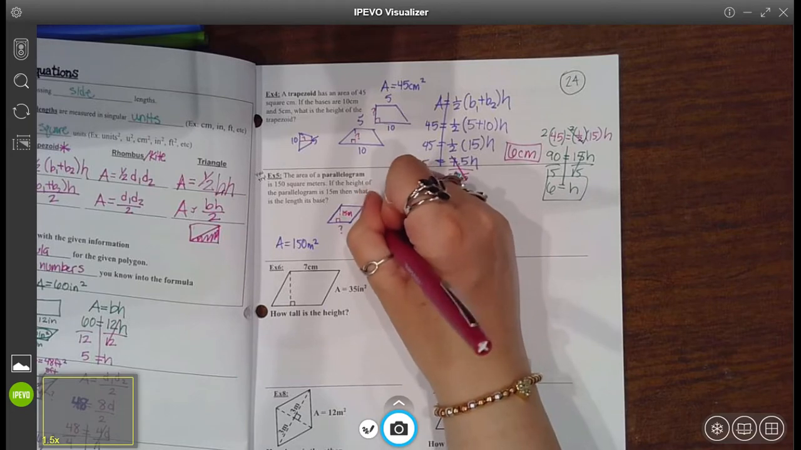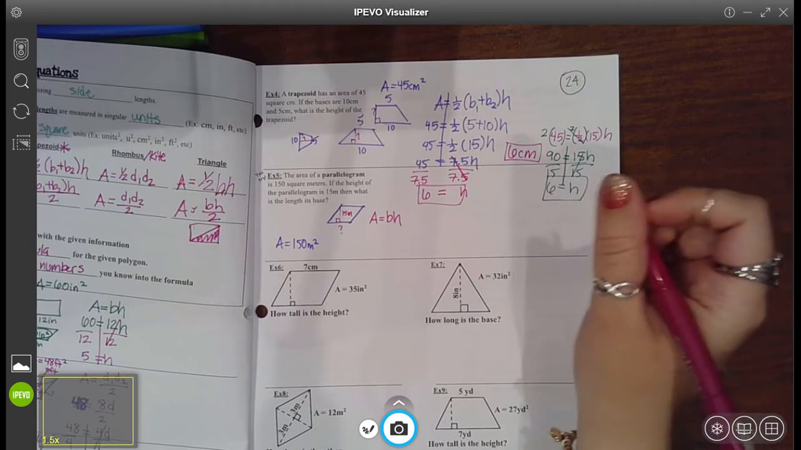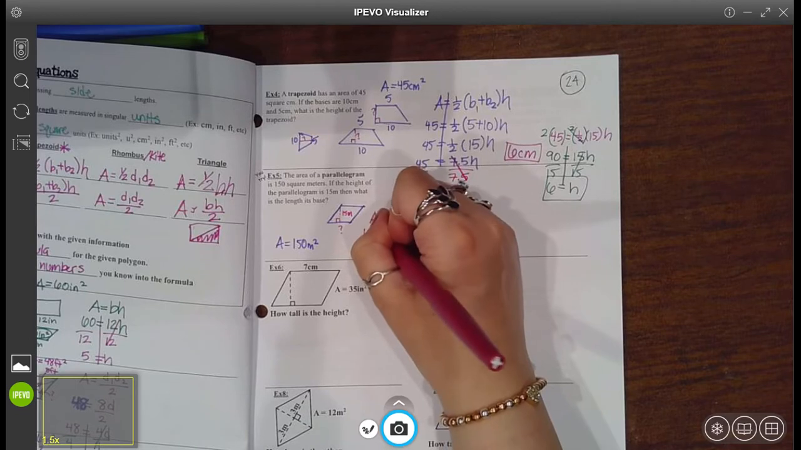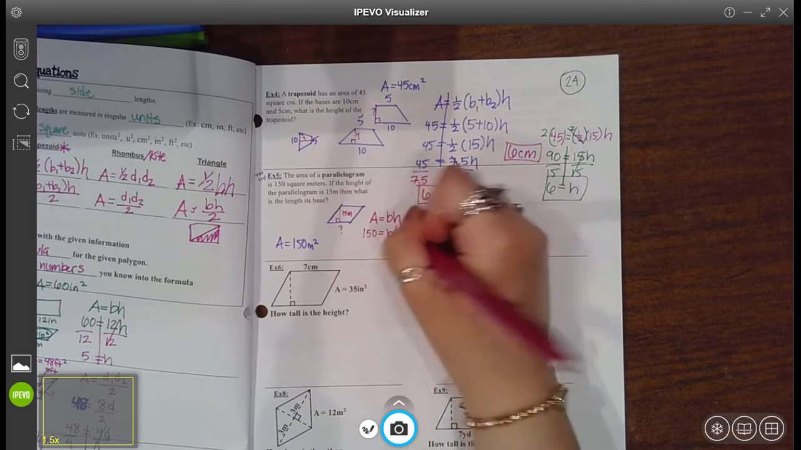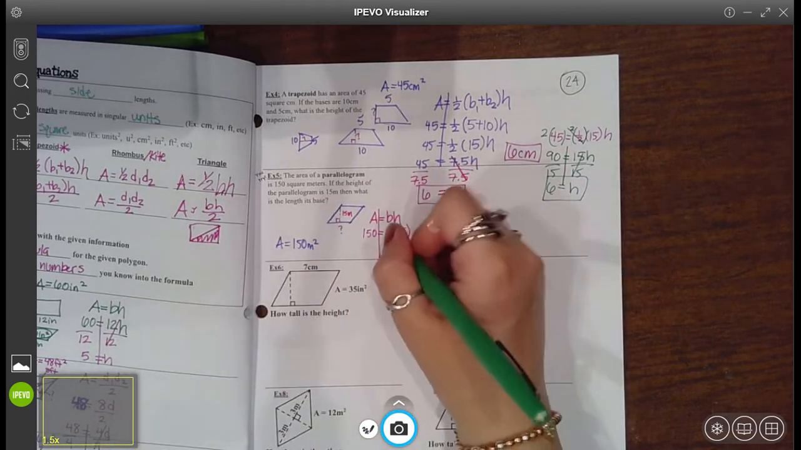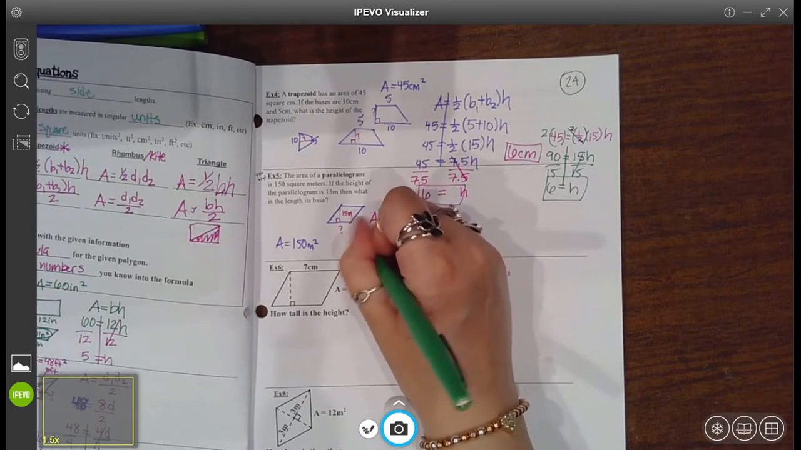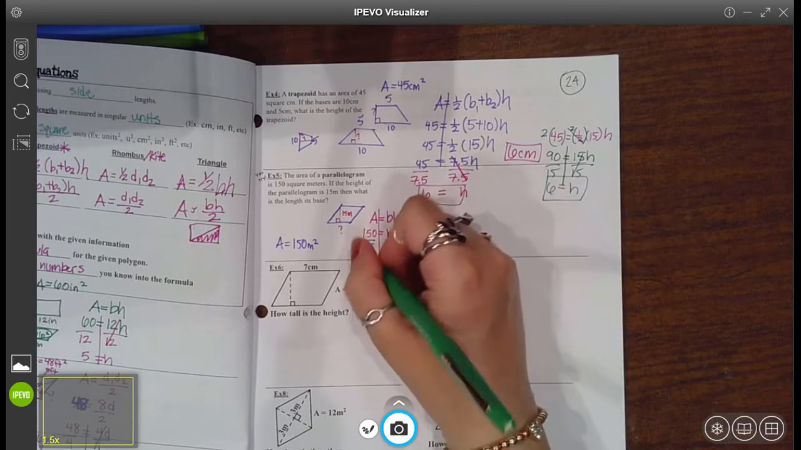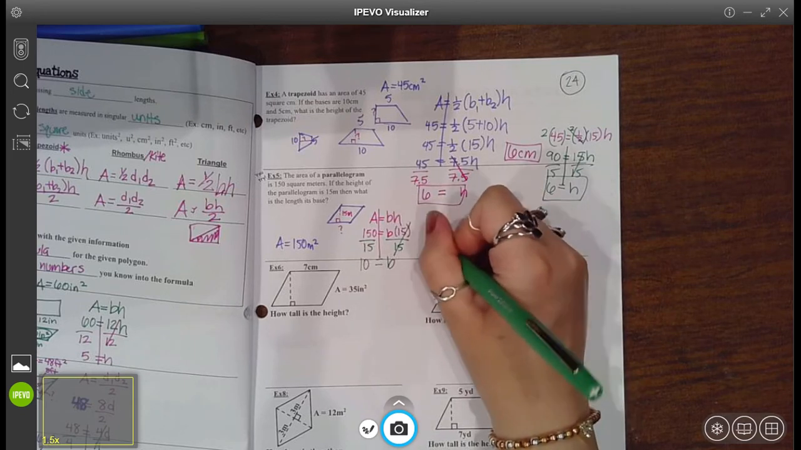So your formula for area of a parallelogram is area equals base times height. Now you plug in what you know. I know that the A, or area, is 150. My base, I don't know, but I know that my height is 15. So 15 times what is 150? Well, the inverse of multiplying is to divide. Those cancel and you get B. But whatever you do to one side, you have to do to the other. So 150 divided by 15 is 10, which means my base length is 10 meters.